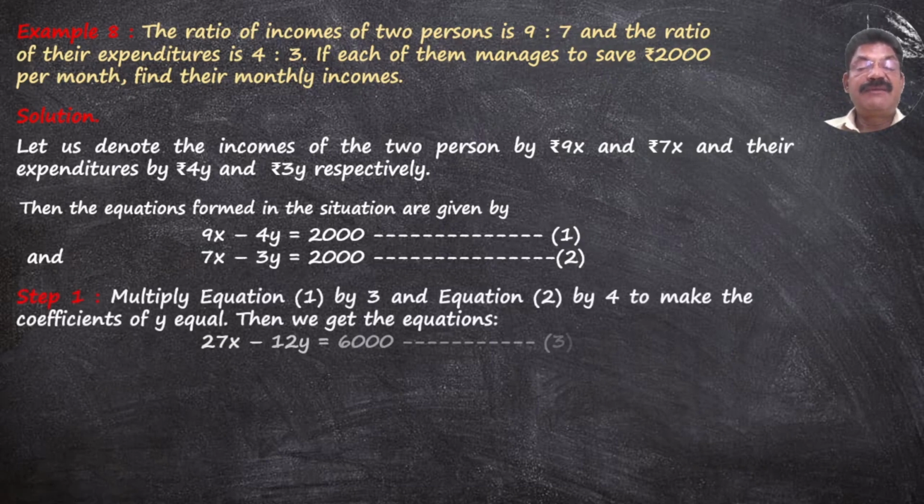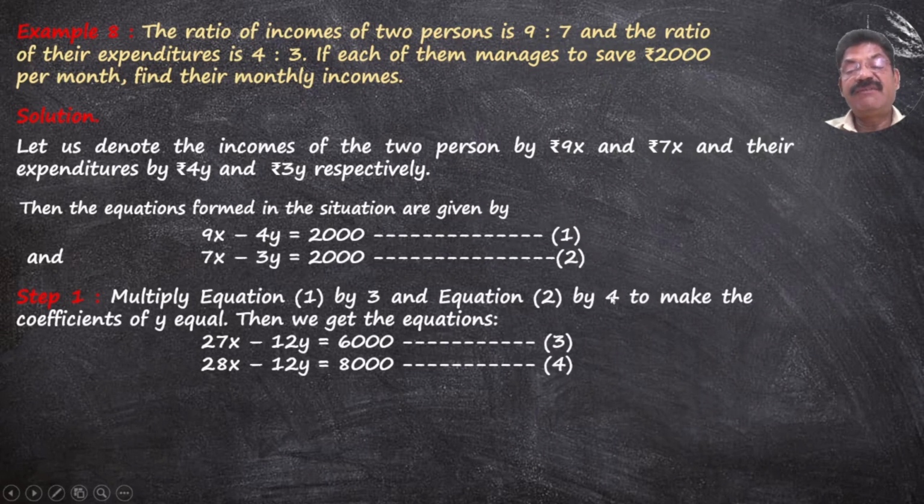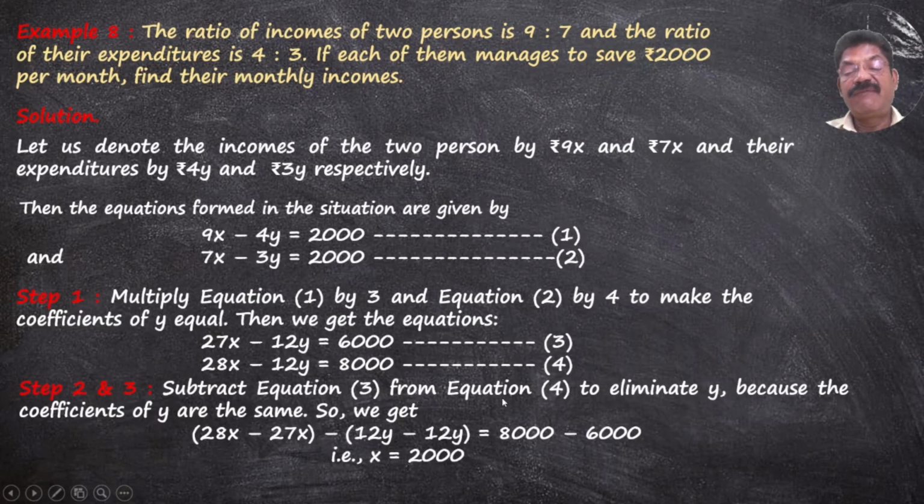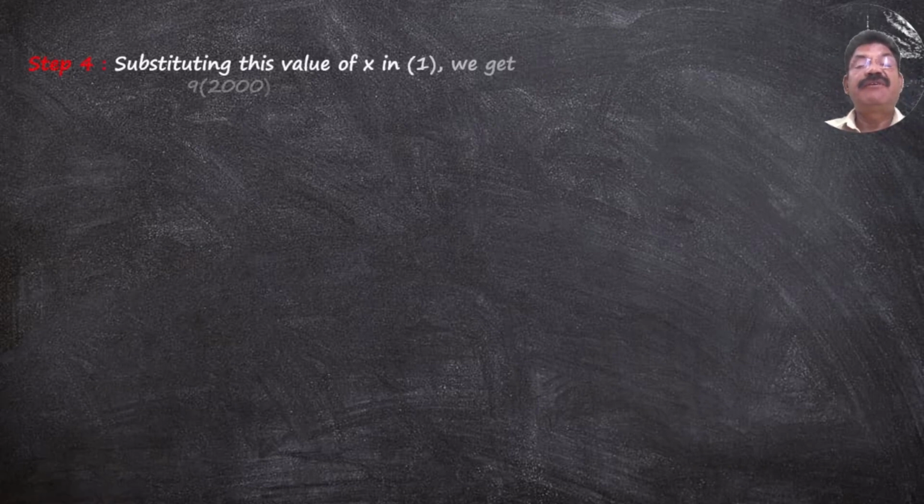Now, multiply the first equation by 3 and the second equation by 4 to make the coefficients of y equal. So we get 27x minus 12y is equal to 6000, and 28x minus 12y is equal to 8000. Now you see the coefficients of y are equal. Both are minus 12 only. So I subtract one equation from the other. Actually, I subtract equation 3 from equation 4. So I get x is equal to 2000. Substituting the value of x in 1, we get y is equal to 4000.